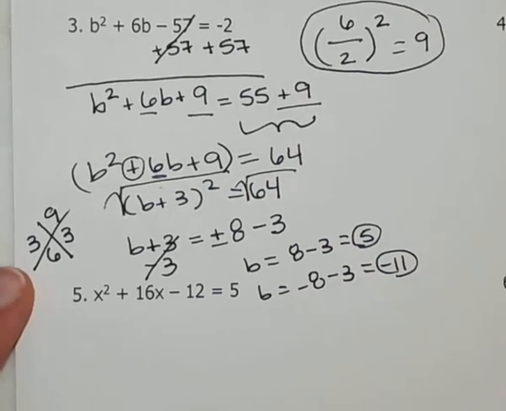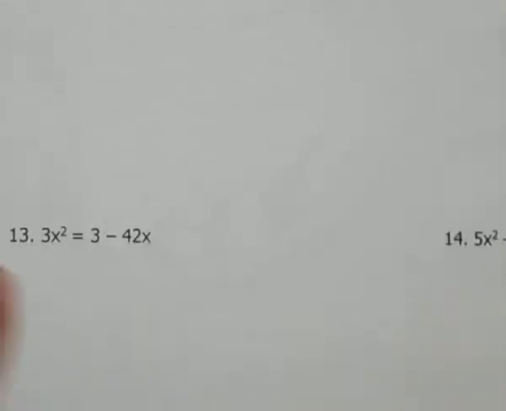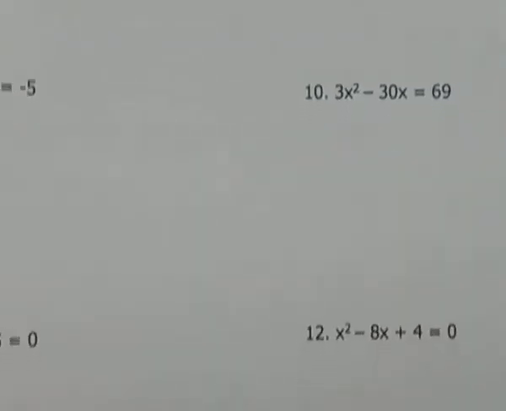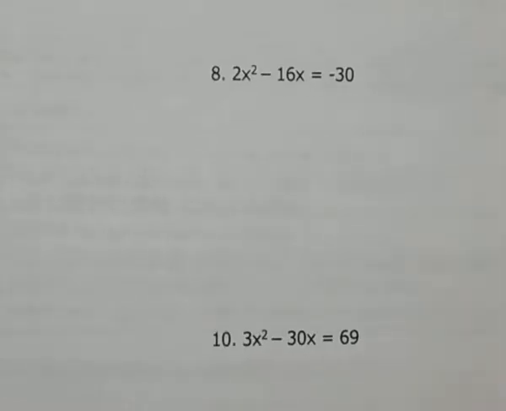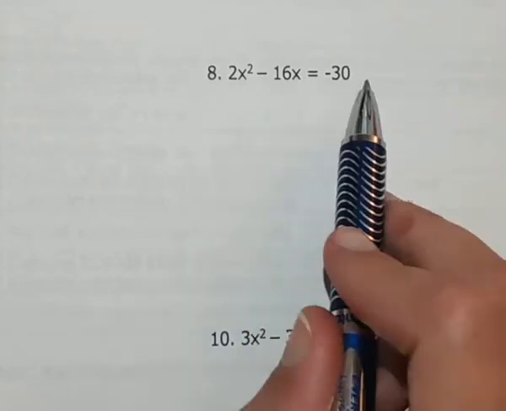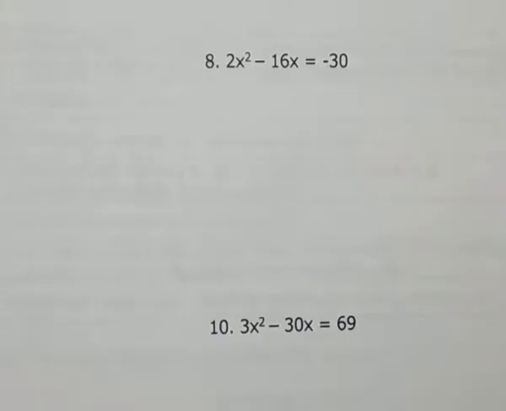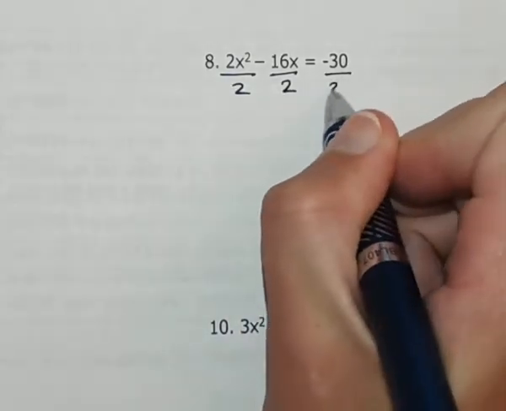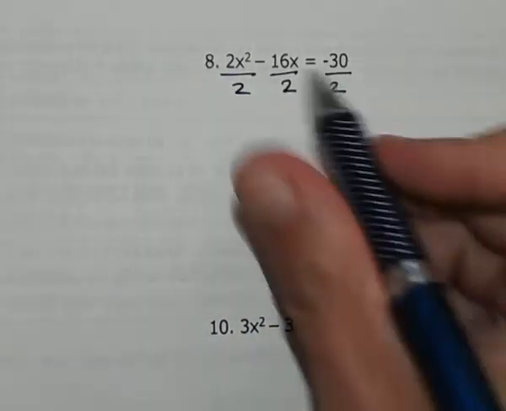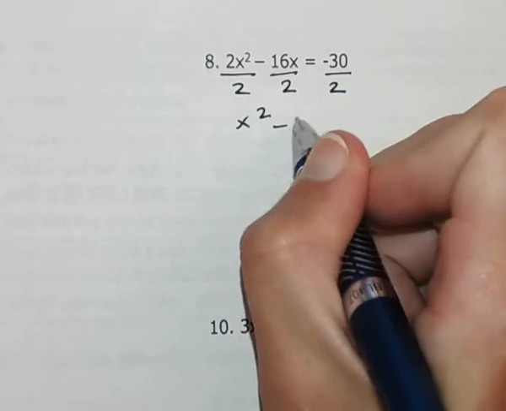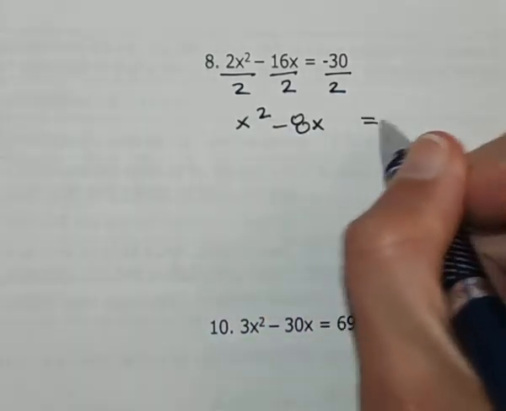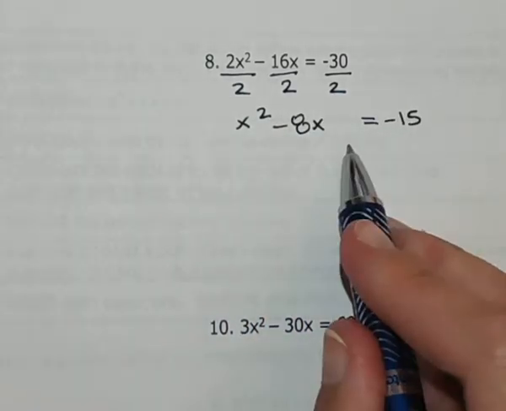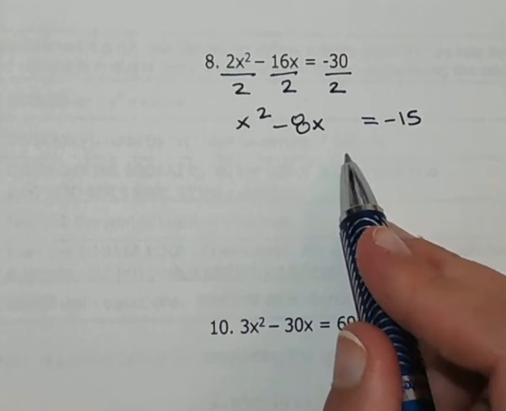Okay, let's try one with an a greater than 1. Let's try number 8. Following your steps from the front, step 1 is to move over the loose number. That's already done for us. Step 2 is to divide everything by your a value. This time we do have an a greater than 1. So now we get x squared minus 8x equals negative 15. Notice I left a space for my complete the square number.